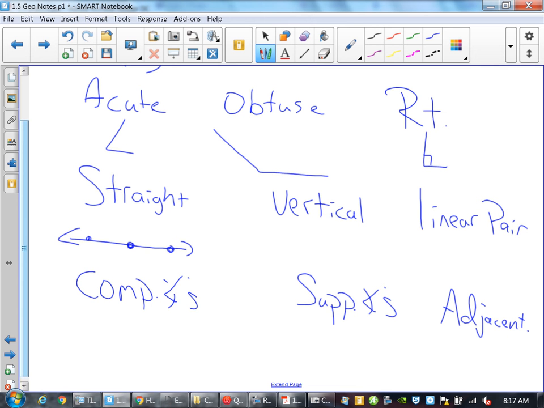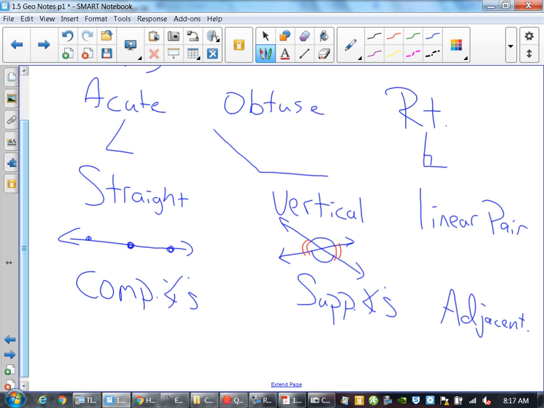Okay? Vertical angles. It's going up and down. Vertical angles are the ones where you had two lines that intersected. When you had two lines that intersect, the angles that are opposite one another are congruent. Okay? The ones opposite one another are congruent.